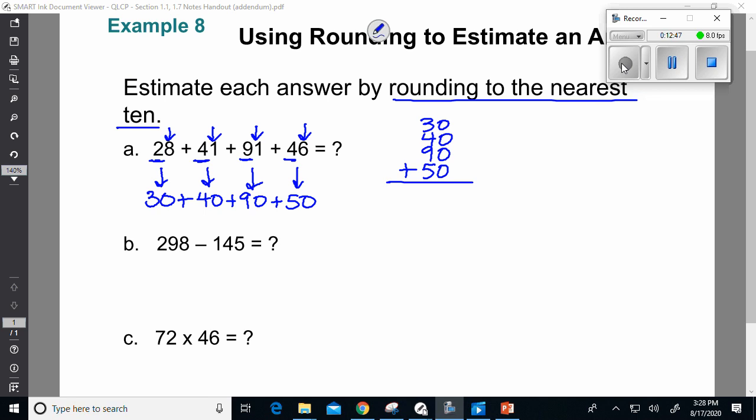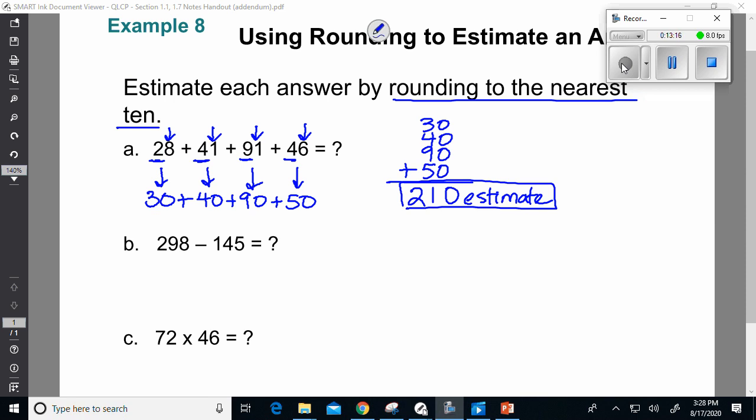0 plus 0 plus 0 plus 0 is 0. 3 plus 4 is 7. 7 plus 9 is 16. 16 plus 5 is 21. So you're left with a final estimate of 210. It's important here to note that it is an estimate. It is not the exact answer.